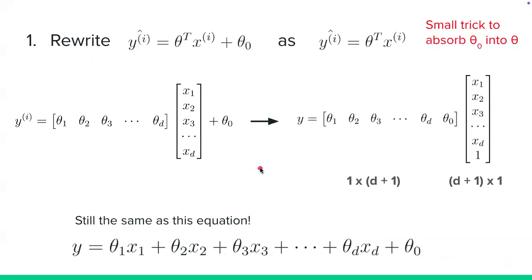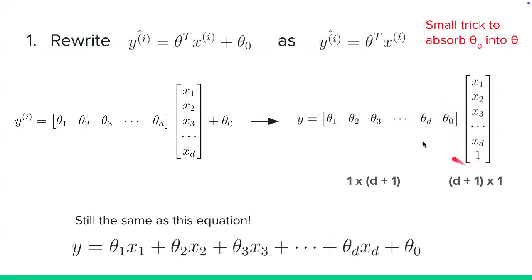So first, we want to rewrite y equals theta transpose x plus theta naught as y equals theta transpose x. How do we do that? It's very simple. We just add one more element to our vector of thetas. At the end, we have a theta naught, and then we add another feature to our data set, and that feature is just 1.